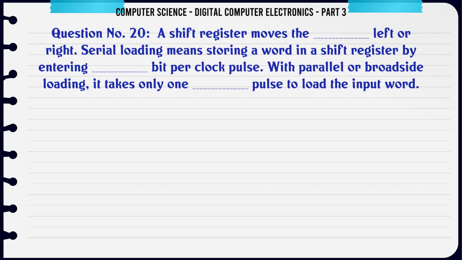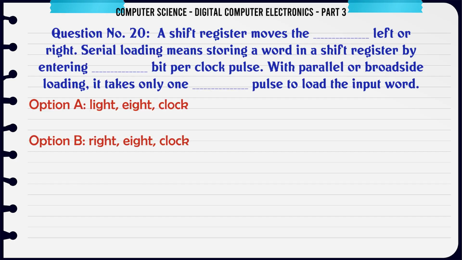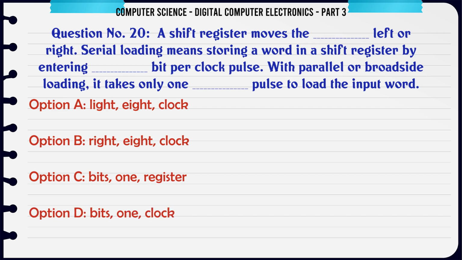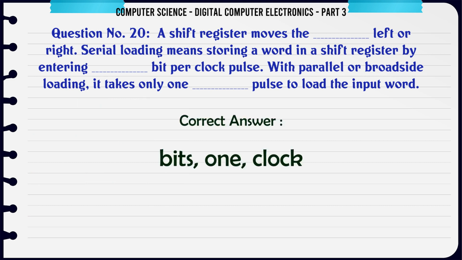A shift register moves the left or right. Serial loading means storing a word in a shift register by entering bit per clock pulse. With parallel or broadside loading, it takes only one pulse to load the input word. A. Light 8 clock. B. Write 8 clock. C. Bits 1 register. D. Bits 1 clock. The correct answer is bits 1 clock.